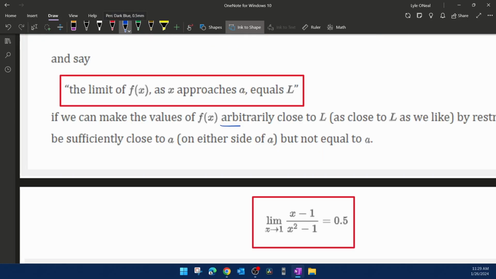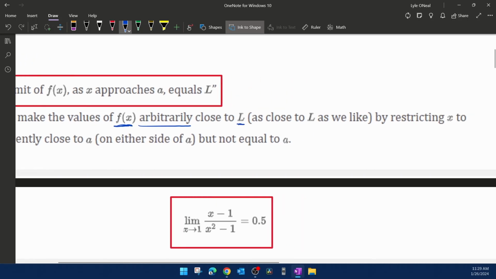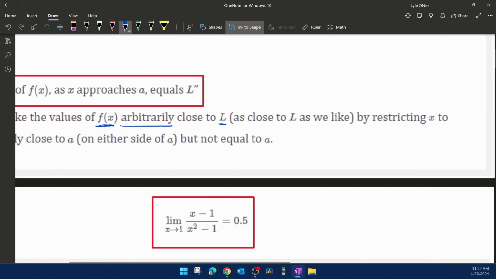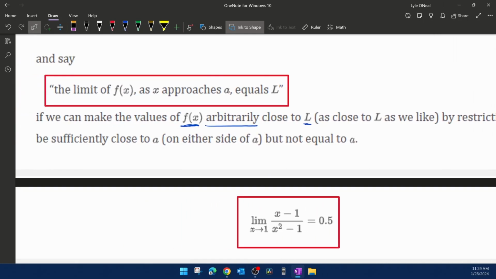One of the key words here is arbitrarily. That means pretty much as close to L as you want to get. We make the values of y arbitrarily close to L, as close to L as we like, by restricting x to be sufficiently close to a, on either side of a, but not equal to a.